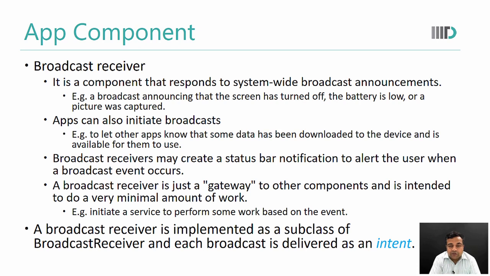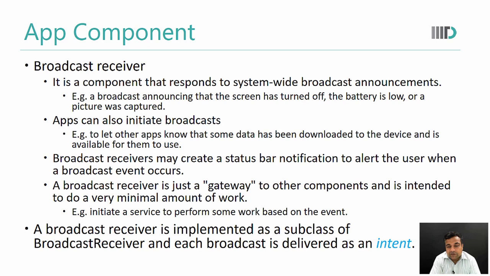So these are the kind of broadcasts that we are talking about here. An app can also initiate broadcasts. So for example, an app may want to broadcast that it has downloaded the data that you wanted to download. Broadcast receivers may create a status bar notification. They do not really need a screen, but a status bar notification is very common for broadcast receivers to implement so that they can alert the user when the corresponding broadcast event has occurred.